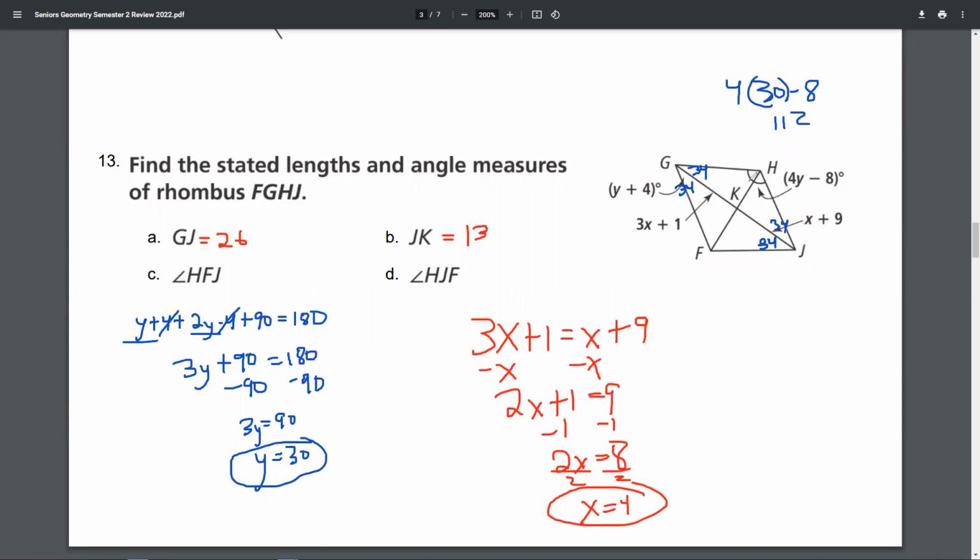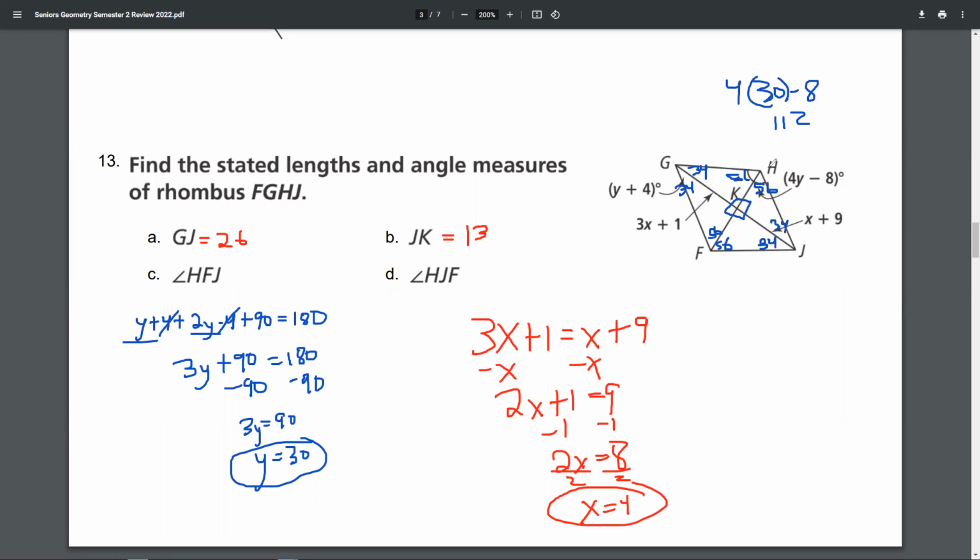So this whole angle is 112. So we need to split it in half. 112 divided by 2 is going to be 56. Right, 56. And the angle across from it is 56 and 56. And then all the angles in the middle are 90 because the diagonals are perpendicular.